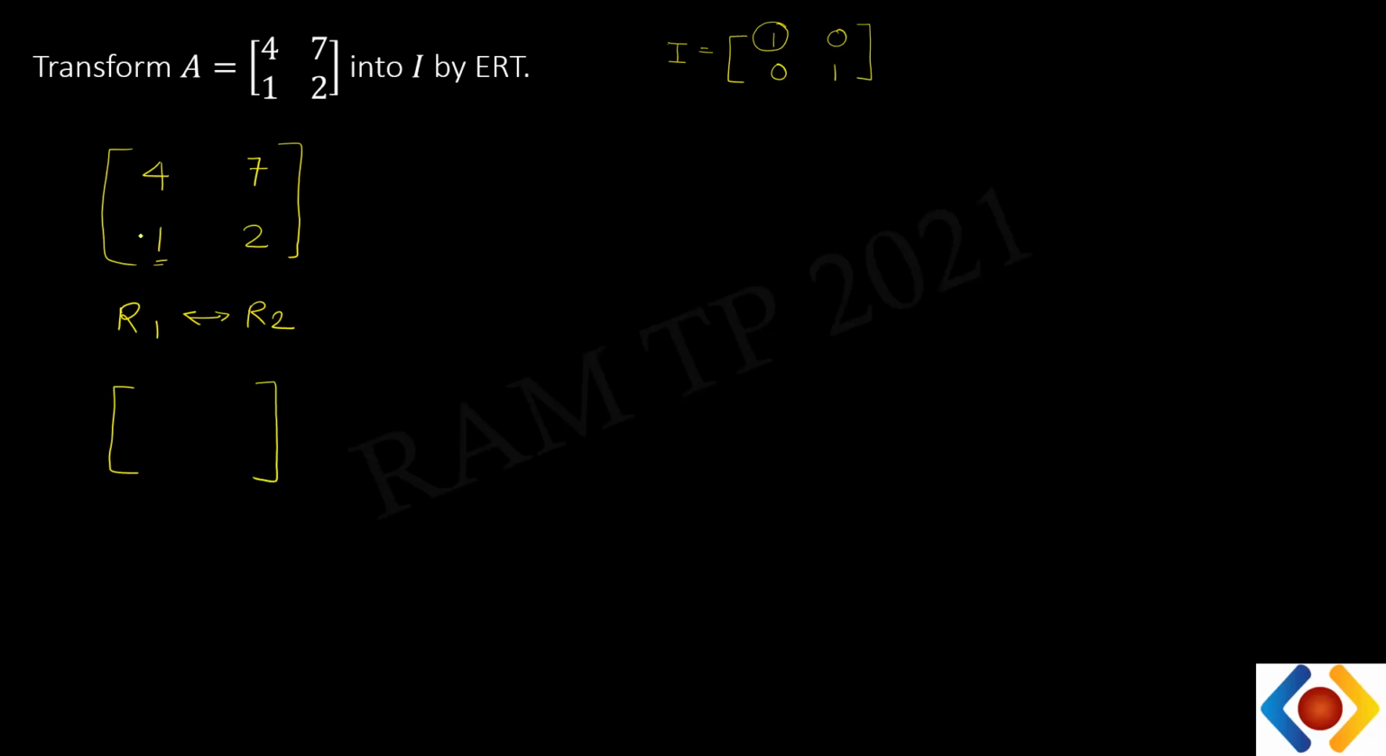The second row will become the first row: 1, 2, and 4, 7. We got 1 here. Is this acceptable? Yes. Very good.